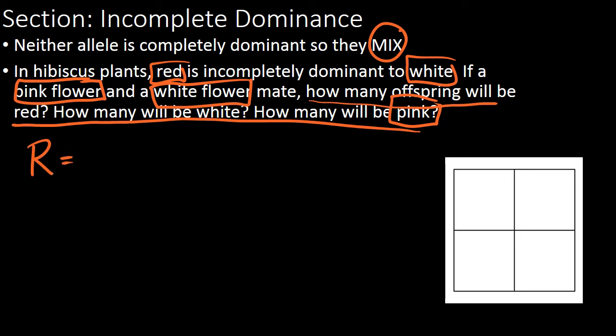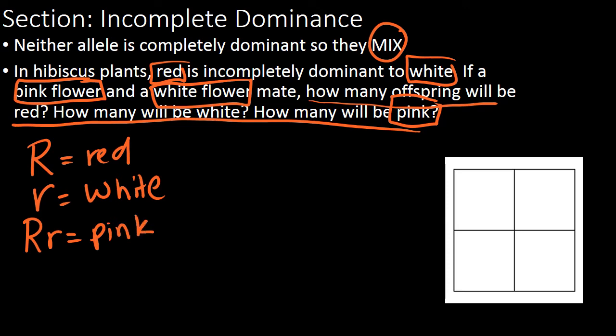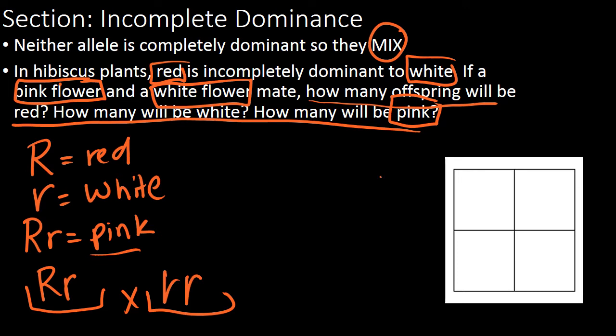Here I'm going to have more than one letter. Red, capital R. White will be a lowercase. The only time I see pink is if it's capital and lowercase. That's the only time I see pink, if it's heterozygous. Let's go ahead and write down what our parents are. My first parent is pink. I wrote down pink as heterozygous. The other one is white. Go ahead and fill in your Punnett square.